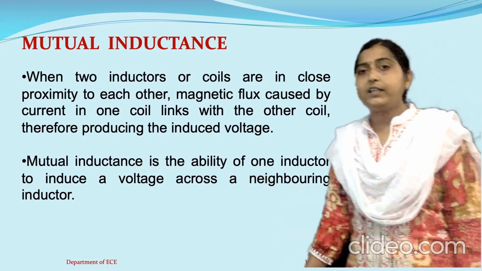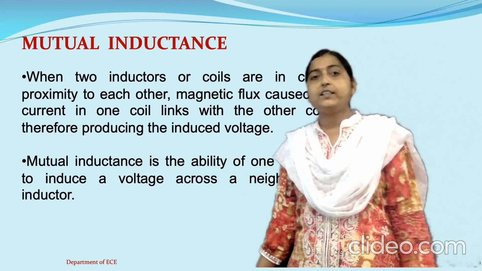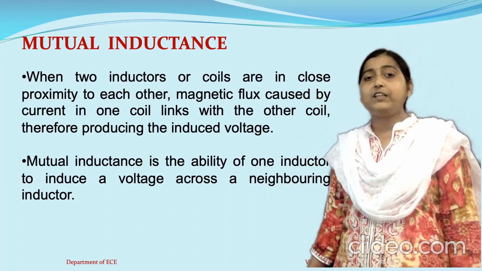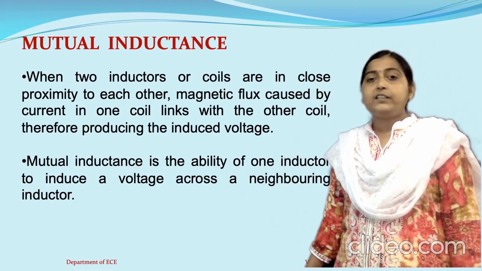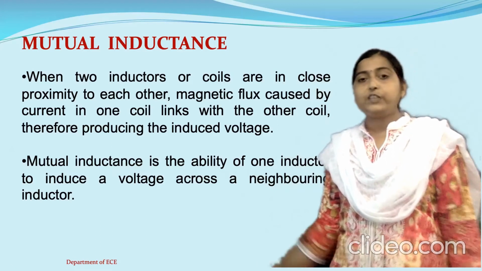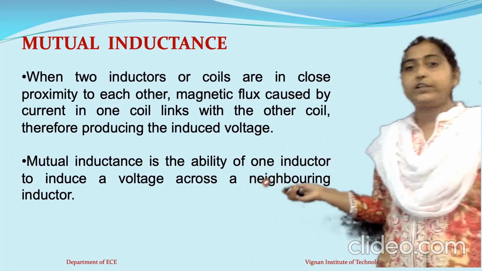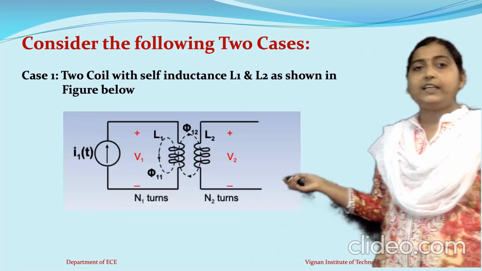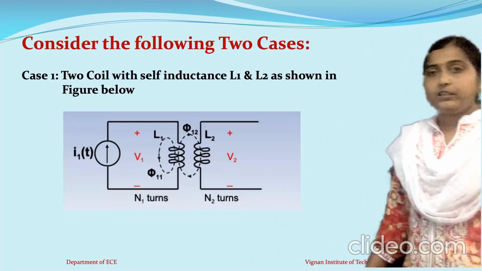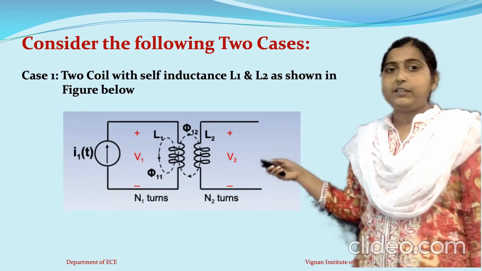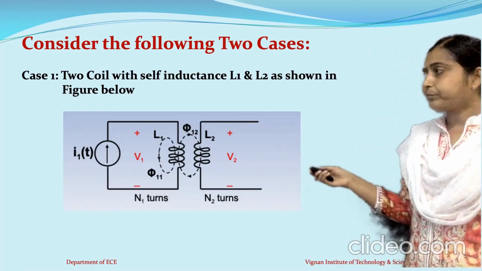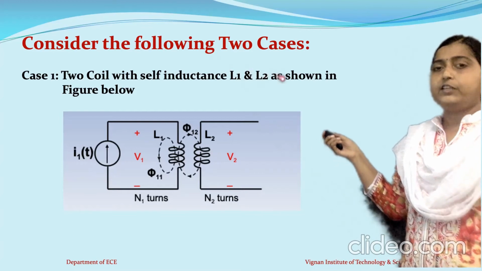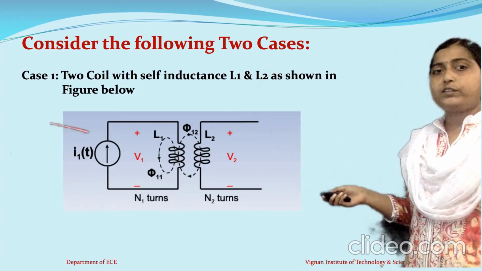Please remember that in order to establish a mutual inductance, there should be two inductors or coils in close proximity with each other. Then the magnetic flux which is produced in one inductor will induce some voltage across the neighboring inductor. Let us now discuss in detail the magnetic circuit's mutual inductance. Now, in order to understand the mutual inductance, let us consider the following two cases. Okay, so let me talk about the first case.